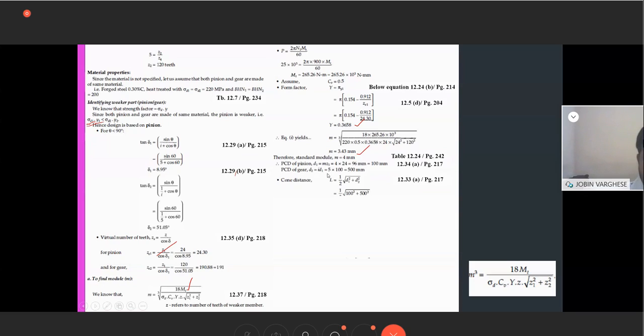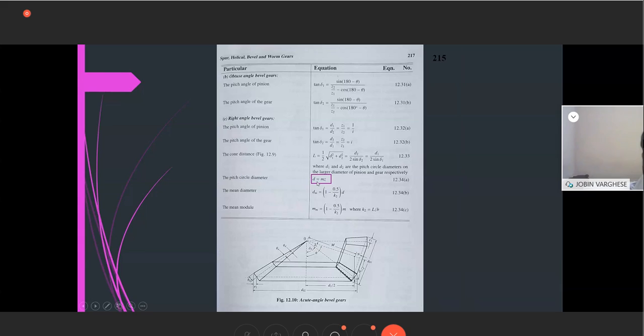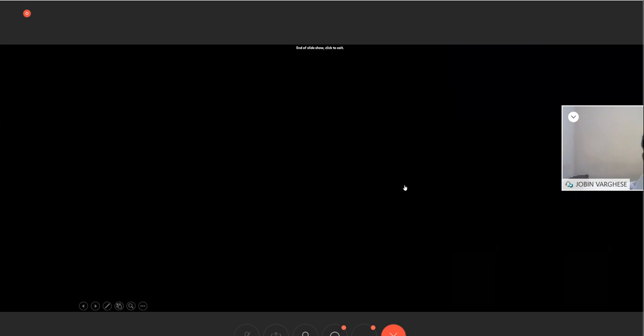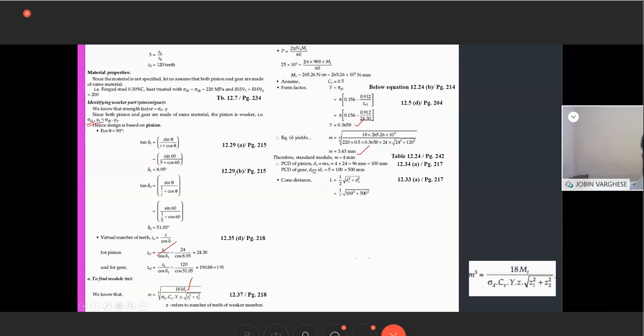Then finally we calculate the pitch circle diameter of the pinion. Since the module is obtained here, there is an equation d equal to m into z. From this equation, you can calculate the pitch circle diameter of the pinion, equal to m into z1. And once you get the pitch circle diameter of the gear, there is an equation, i equal to d2 by d1. We can calculate this one. I hope all may be aware of this type of calculations.